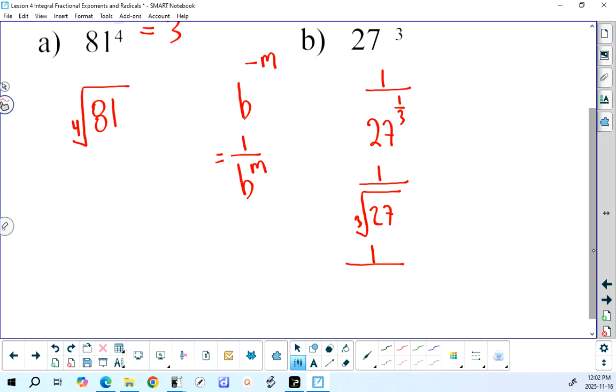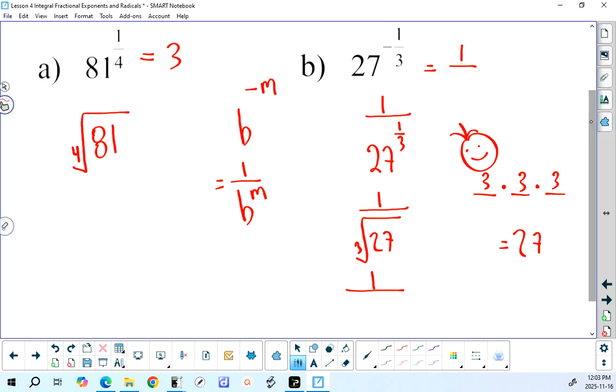So 1 over the cube root of 27, we're asking ourselves what number multiplied by itself 3 times will give you 27? And the answer is 3. 3 times 3 times 3 is 27. So this is 1 over the cube root of 27, which is 1/3.